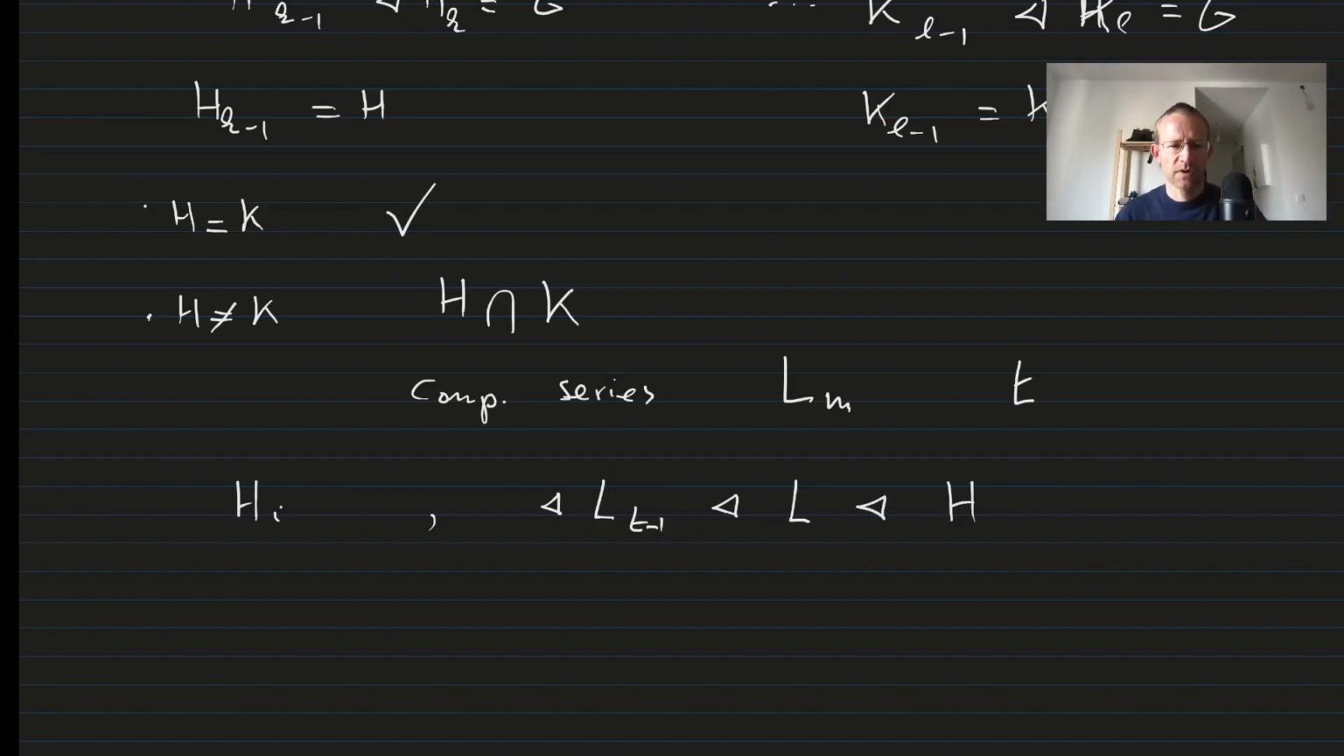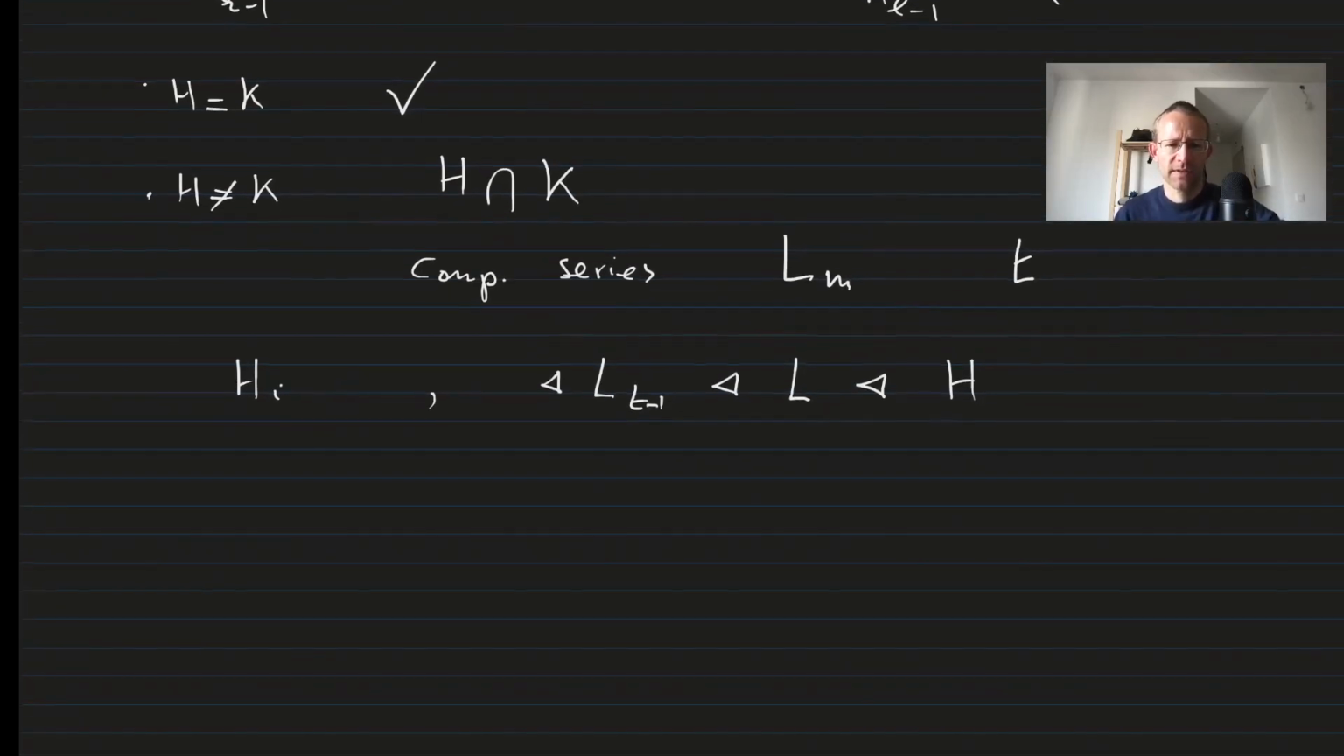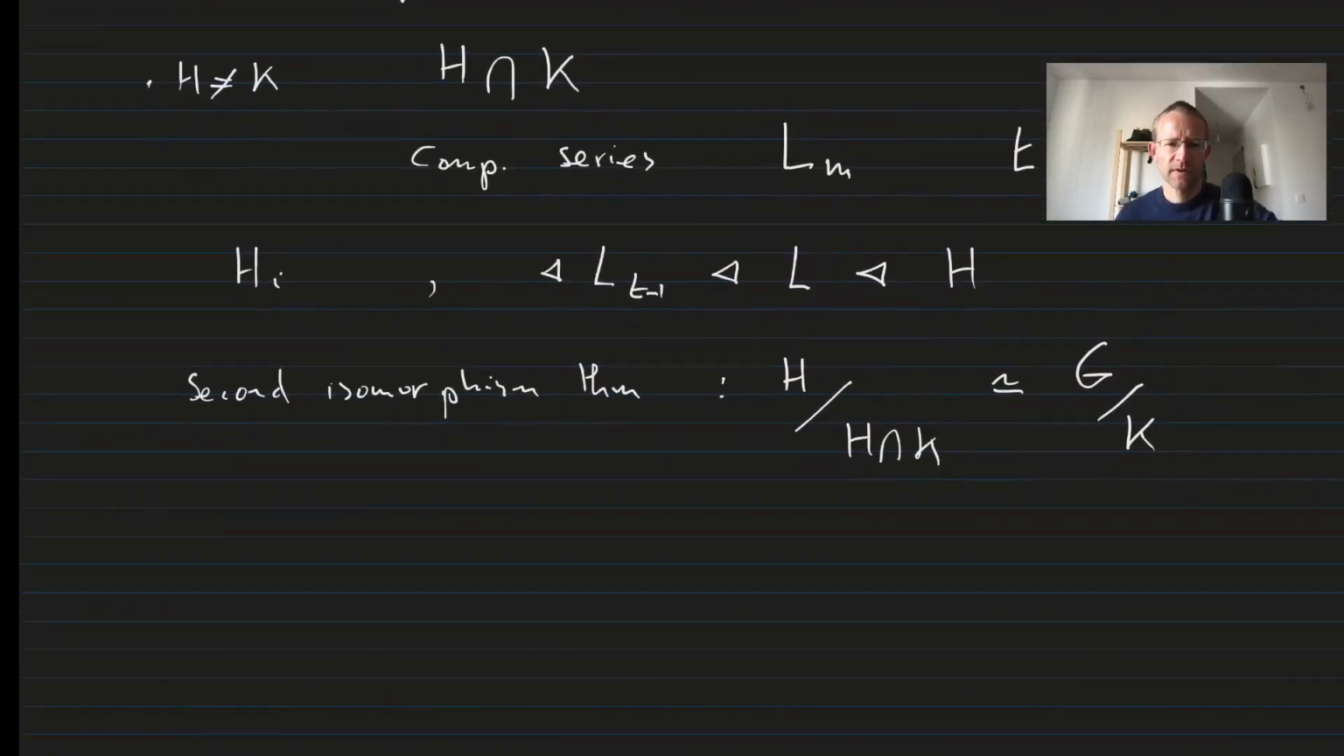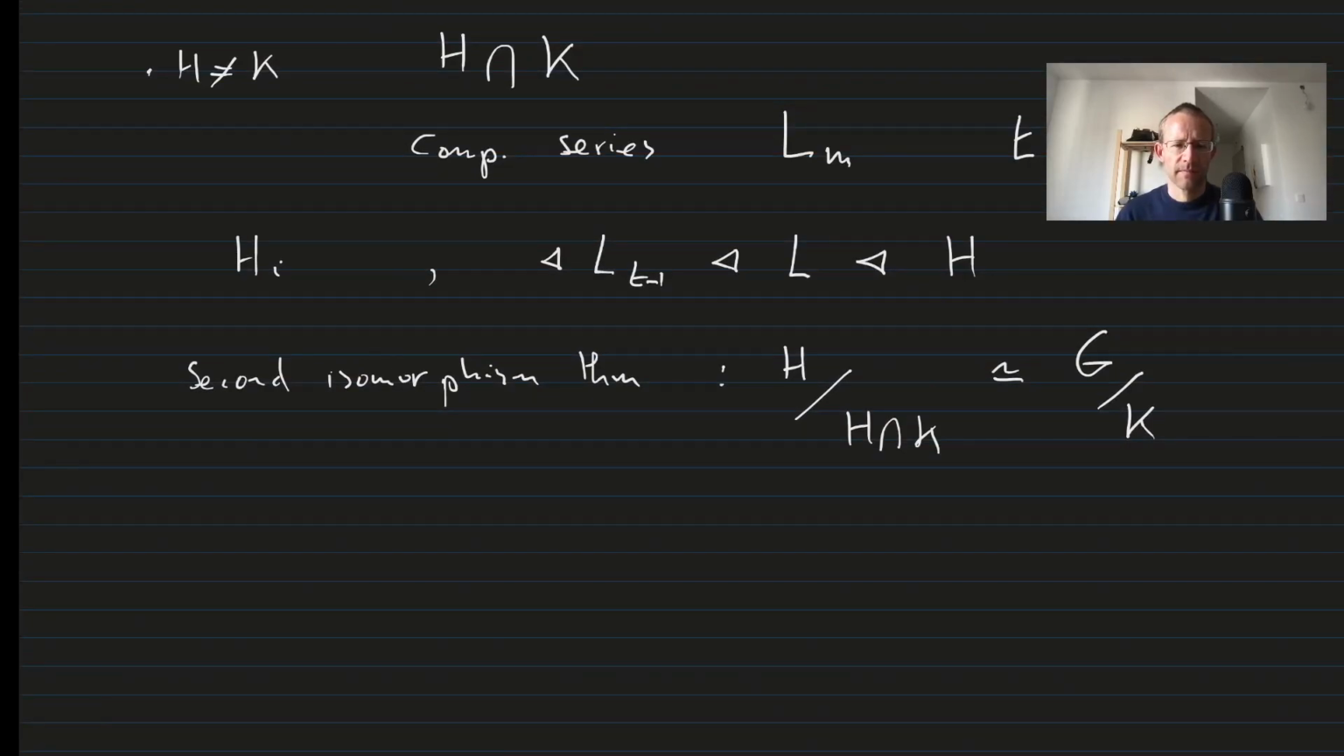And the claim is that these are two composition series for H. Now, why is this? Why is L a maximal proper subgroup of H? Well, this is by the second isomorphism theorem, which says that H divided by H intersection K is equivalent to G over K. And since K is a maximal normal subgroup of G, H intersection K is a maximal proper subgroup which is normal in H. So therefore L is indeed a maximal normal subgroup in H, and we have indeed two composition series. So this implies immediately that T is k minus 1.